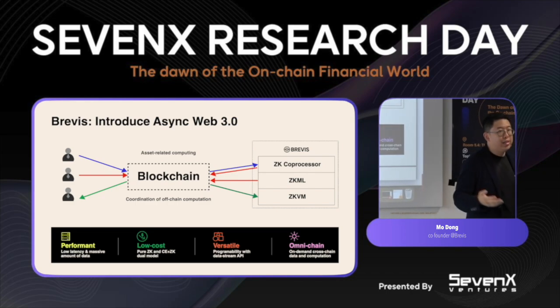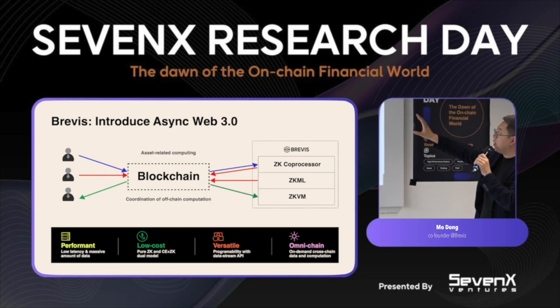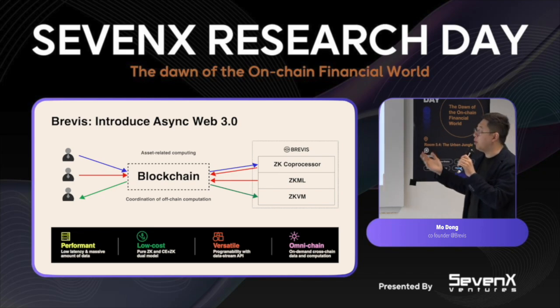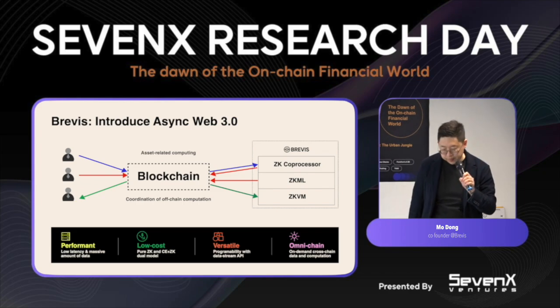This is where the ZK comes into play, where the computation process can be run in the ZK domain so that the result is verifiable on the blockchain directly without relying on any third-party trust whatsoever.